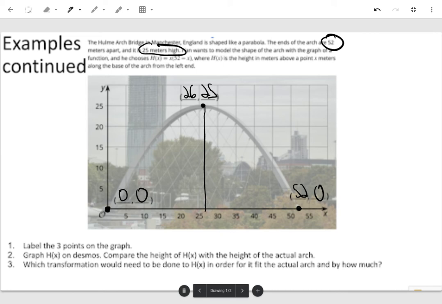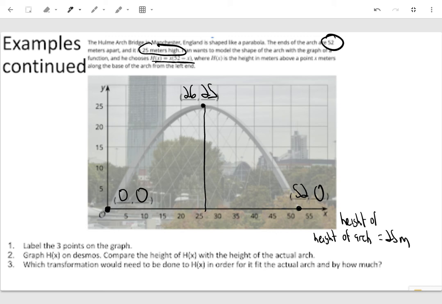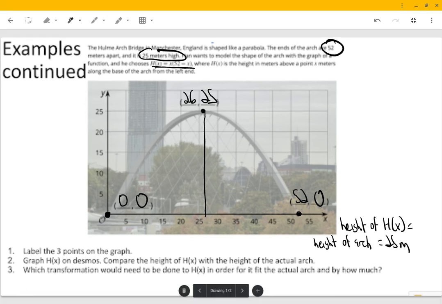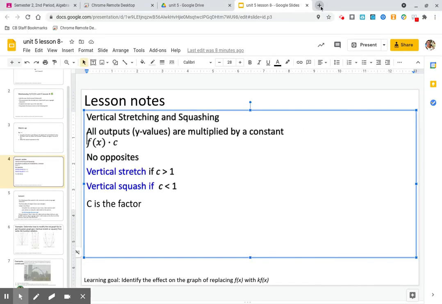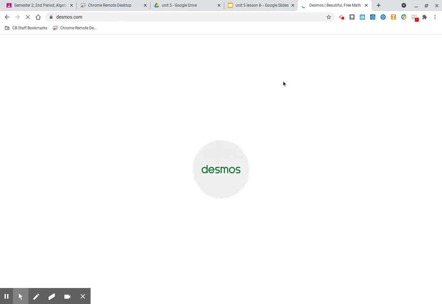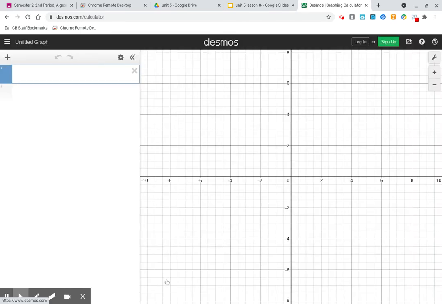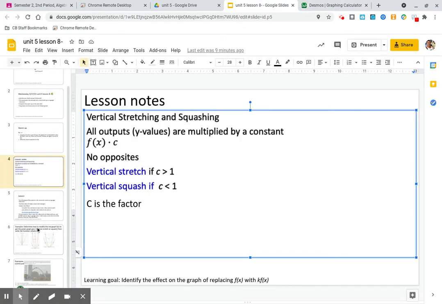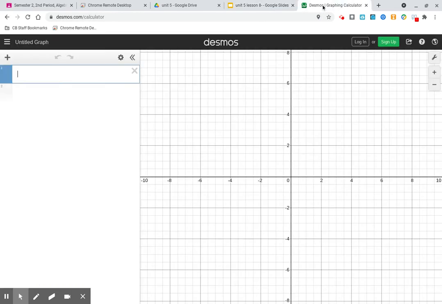Graph h of x on Desmos. Compare the height of h of x with the height of the actual arch. So that's this one right here. Okay. So we know that the height of the arch is 25 meters. The height of h of x we have to use Desmos for. So let's go to Desmos. Let's pull up Desmos on our computer. And again, that function is x times 52 minus x.